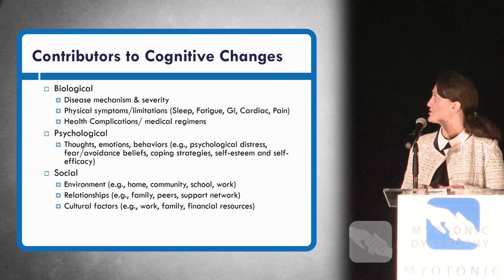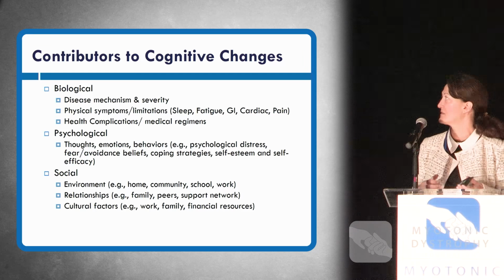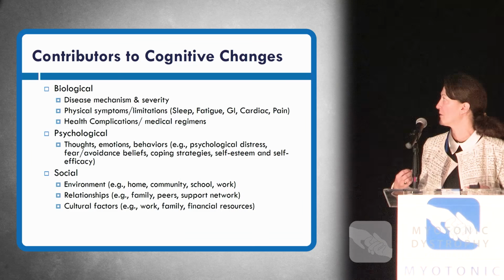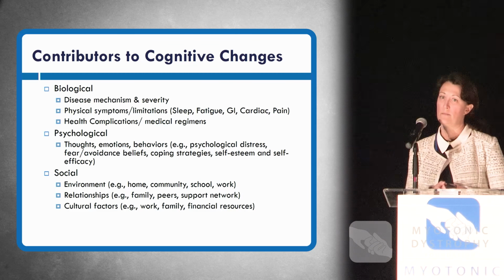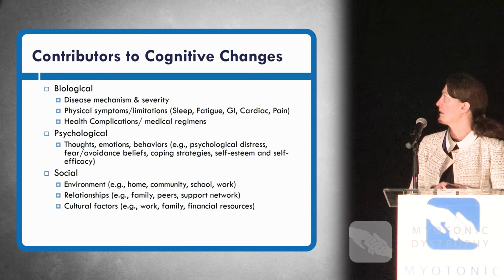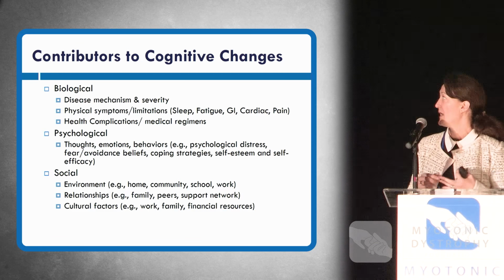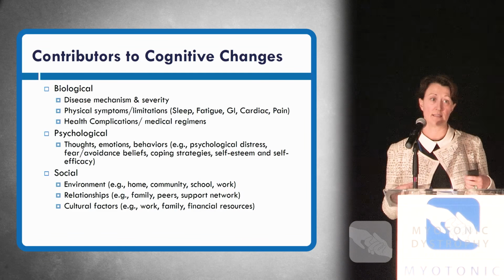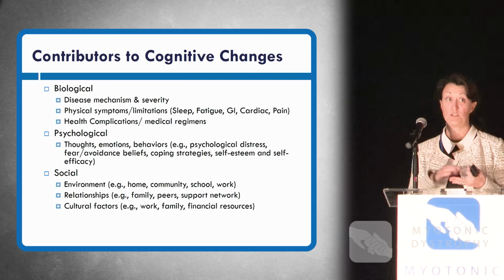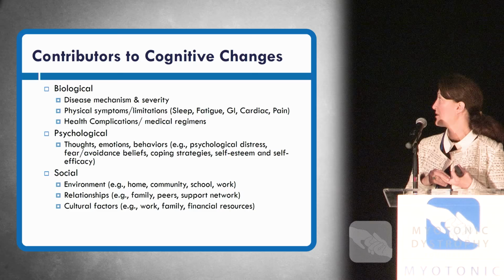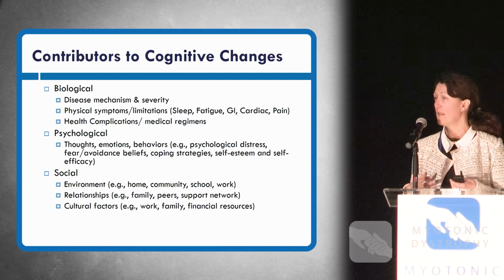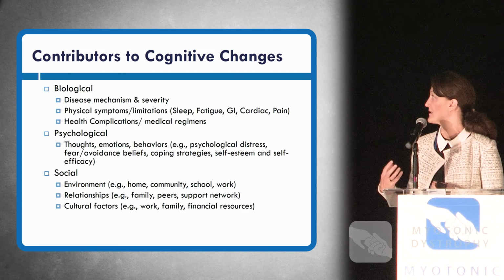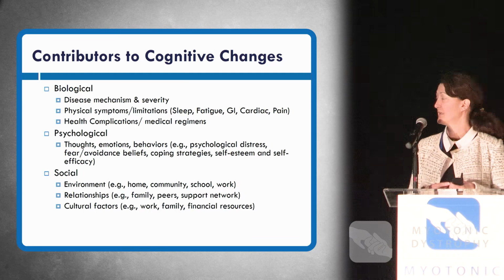So some contributors to cognitive change. So this is the biological, psychological, and the social components. Some of the biological things that may be affecting cognition are just the disease mechanism and the severity. Physical symptoms and limitations such as sleep, fatigue, the GI piece, cardiac problems, pain, they all play a role in cognition and those changes that you may be experiencing.